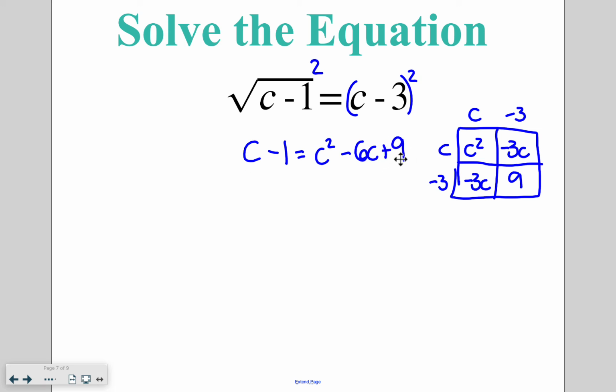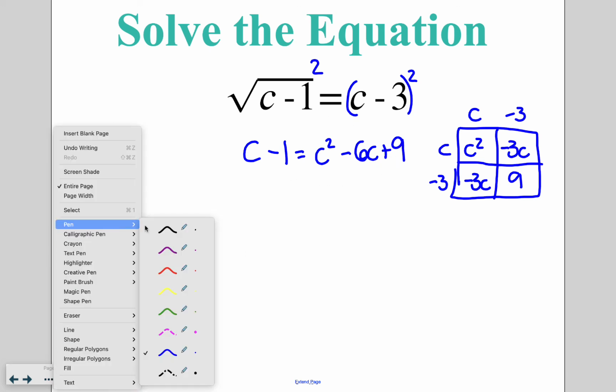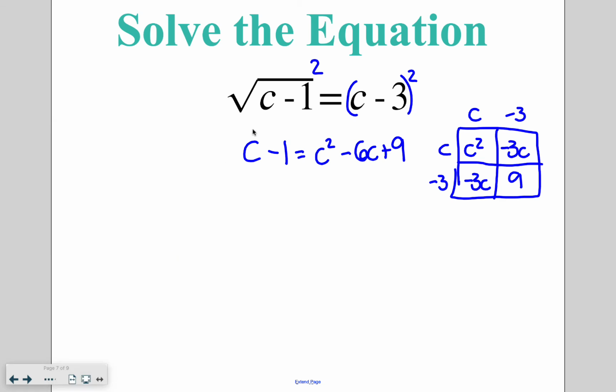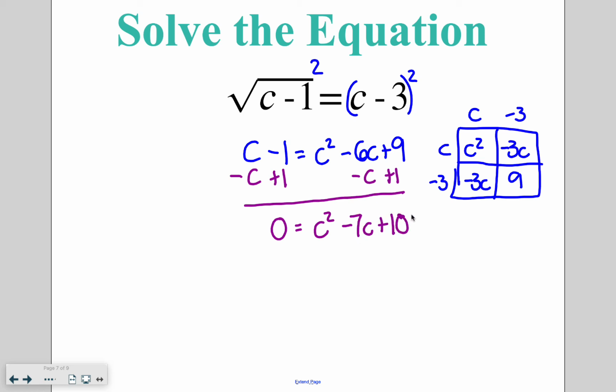Now I've got variables on both sides. I'm going to want to bring everything over to the side with c squared. So in order to do that, I need to subtract a c to eliminate the c. So that's going to line up with negative 6c. And then I also need to get rid of a negative 1. So I'm going to do that by adding 1. That's going to line up with our positive 9. So now I have a problem that says 0 is equal to c squared minus 7c plus 10.